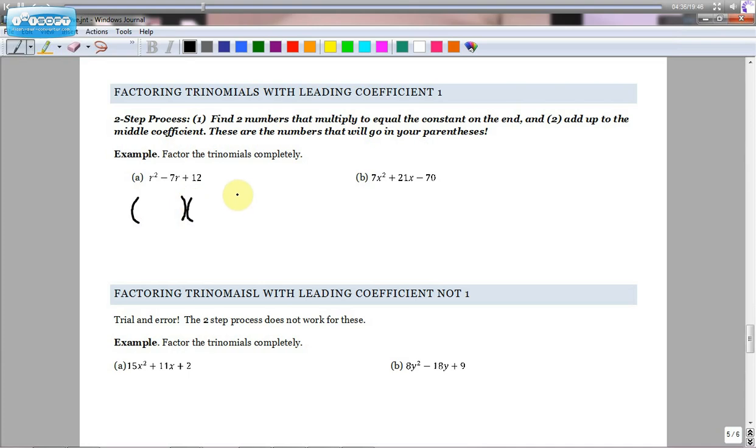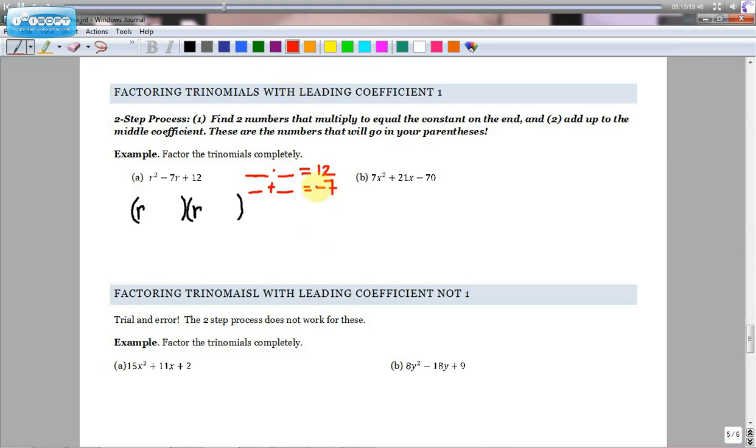If you think about the FOIL method that I had written on an earlier page when we were multiplying two binomials together, you'd remember that first times first should give us that square term. So r times r gives us r squared. So that's our easy part. Well, next, using this two-step process, I'm looking for two numbers that when I multiply them together, it gives me the constant 12. And when I add these same two numbers together, it should give me the coefficient in the middle, which is -7.